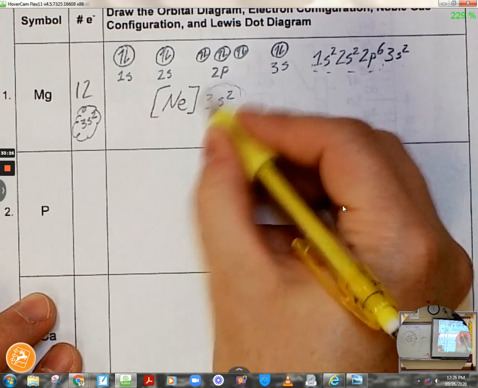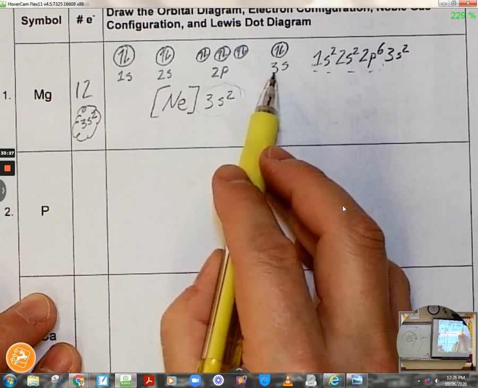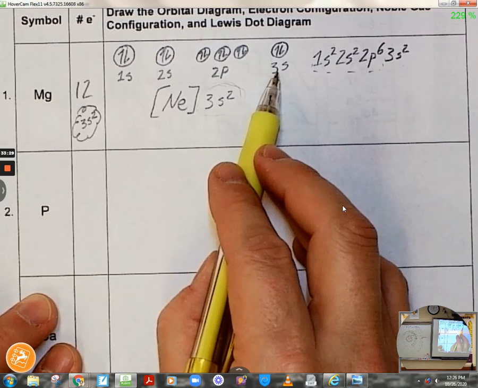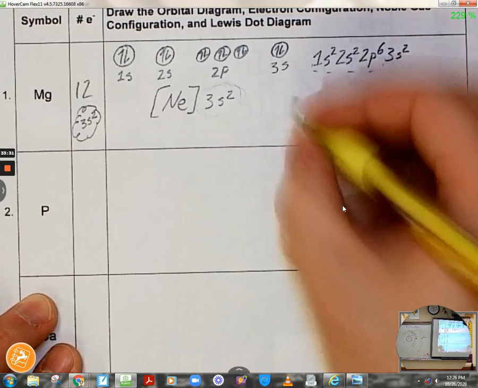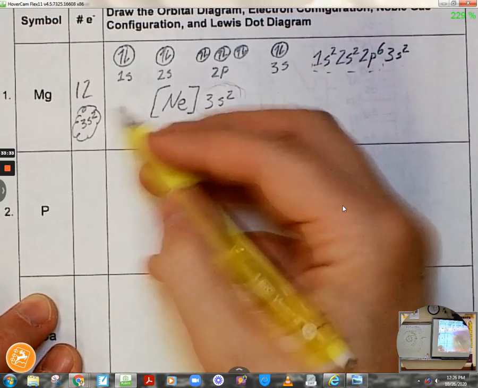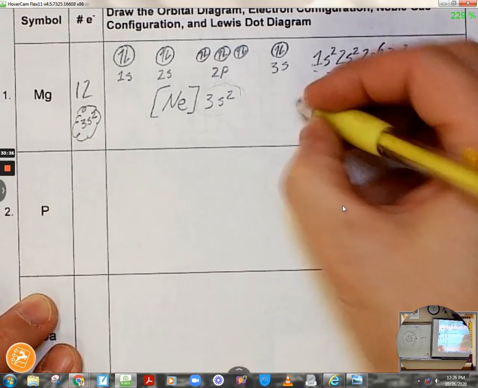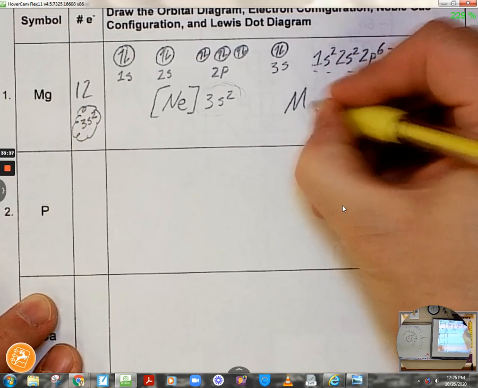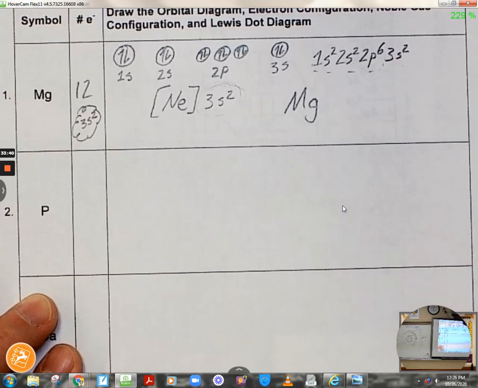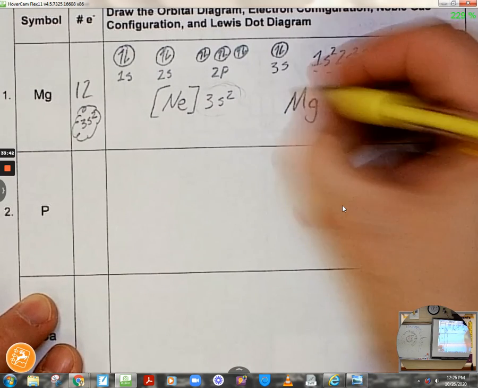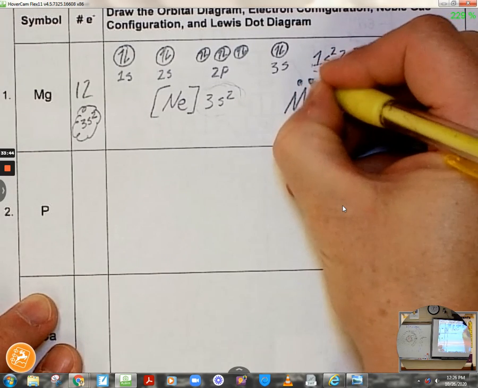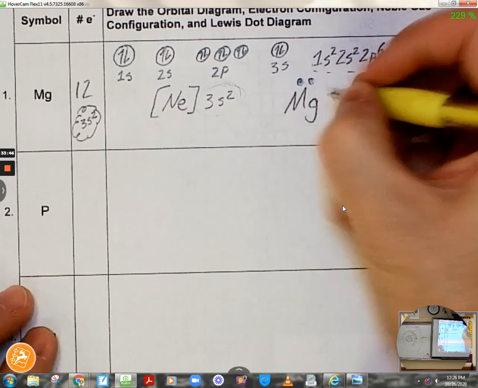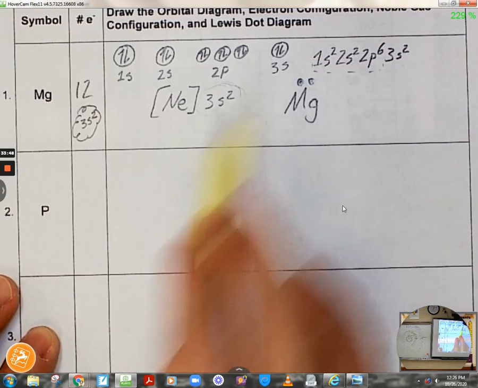And the only thing I still need to do is my dot diagram, which is just going to be these electrons right here. Up here, are they paired or are they single? They are paired. So instead of an X, I'm going to use the element's symbol for magnesium, which is Mg. And I'm going to put a pair of dots on one of the four sides. It does not really matter which side. Those two dots are my two valence electrons.